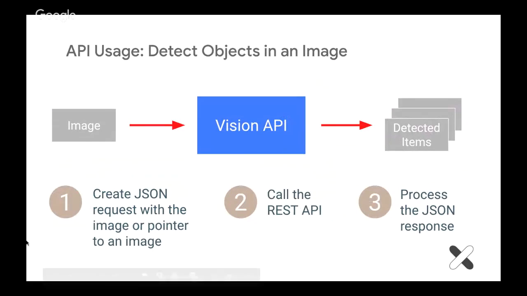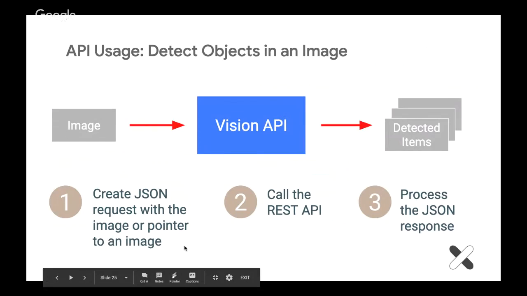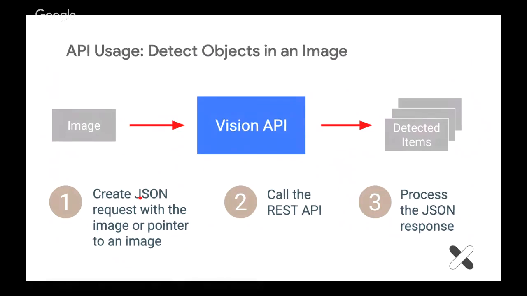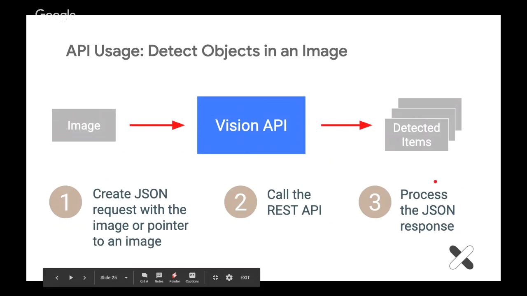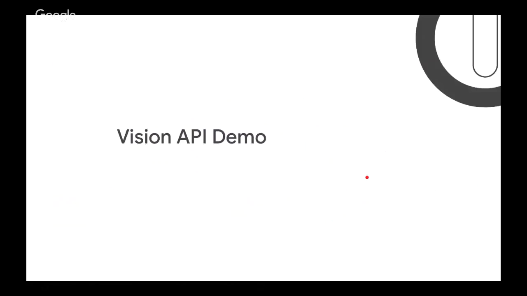Simply, you need to create a JSON request. You have your own image, whatever image you have, and you need to create the JSON request. This JSON request will point to the image, maybe in Cloud Storage or on a different storage platform. Then you send this request to the API. The API will detect all features inside this image and get back to you with a JSON object with all features inside this image.